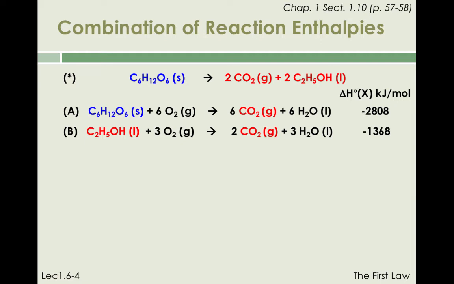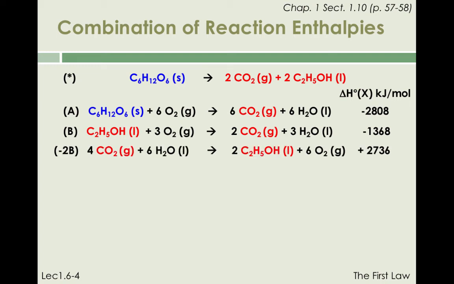The fermentation reaction requires 1 mole of glucose as a reactant. This could be achieved using reaction A as written, since glucose appears as a reactant in that reaction with 1 mole. The fermentation reaction also requires the formation of 2 moles of ethanol liquid. This could be achieved using twice the reverse of reaction B, so we would have 2 moles of ethanol.